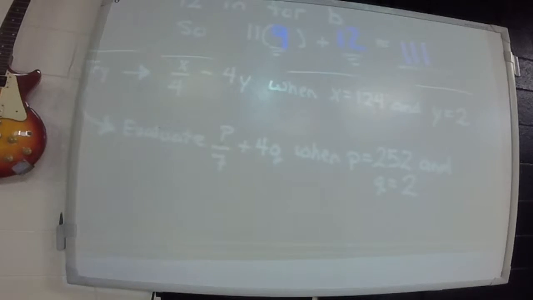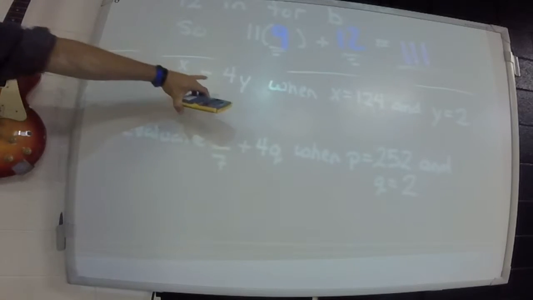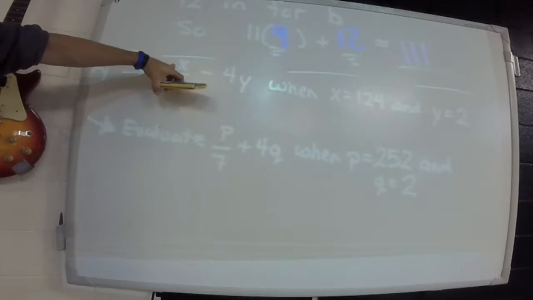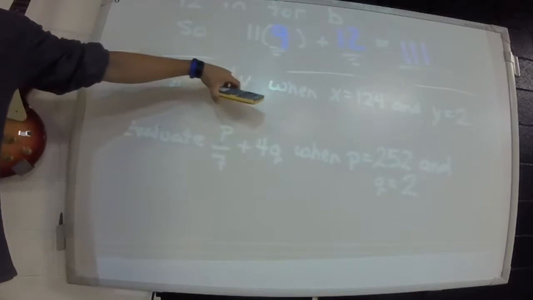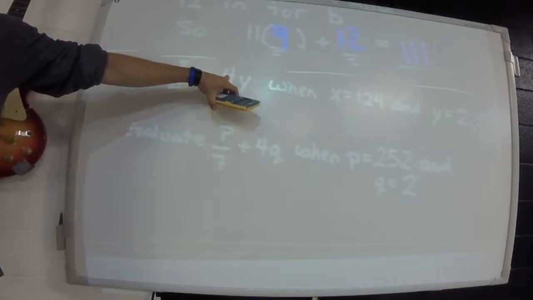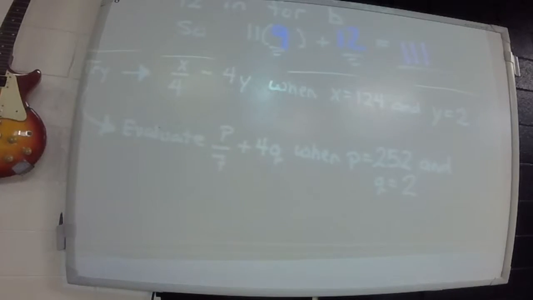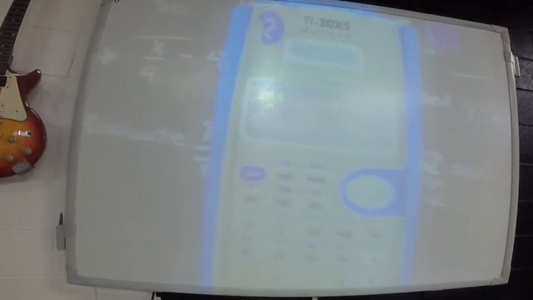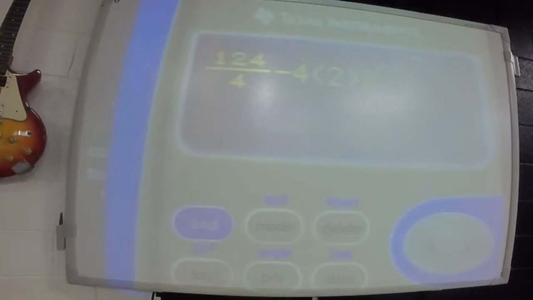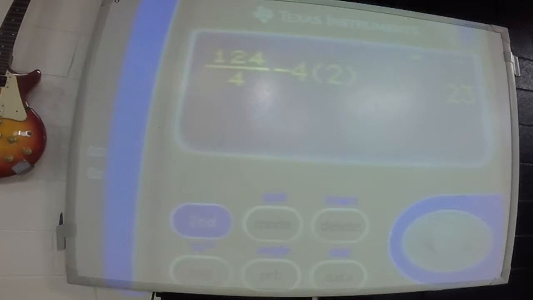Then you're soaking wet. Okay, first one, x over 4 minus 4y. Instead of x, what am I going to have right here? 124. And 4y is not 42, it's 4 times 2. So I'm going to put that, it looks like this on my calculator. If you did it right. Also, make sure, hey, real quick, that needs to be a subtract sign. When I hit enter, I should get 23.